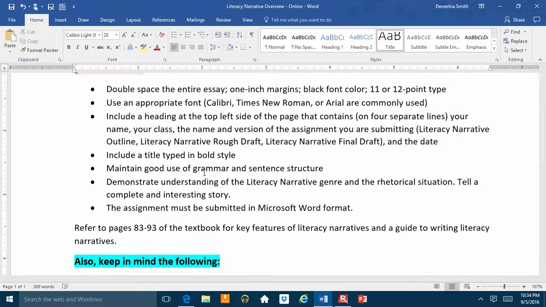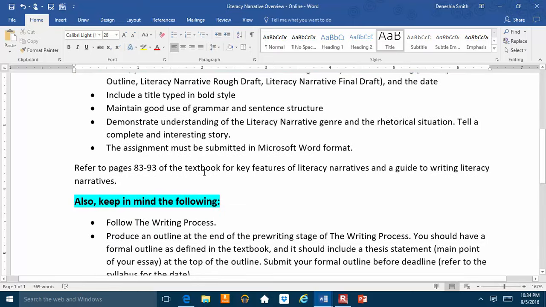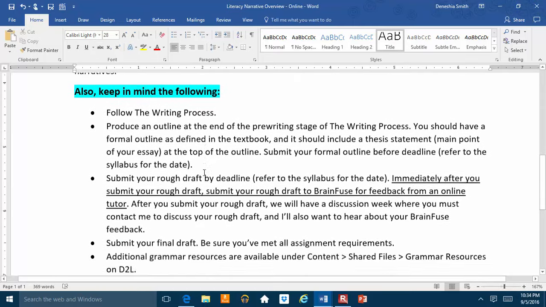If you refer to pages 83 through 93 specifically in the textbook, it will give you information about key features of literacy narratives and a guide to writing literacy narratives. If for some reason you're using the third edition of the textbook, those page numbers won't be correct. So just look in the back of your book to find the appropriate page numbers that discuss literacy narrative. Keep in mind the following things as well.